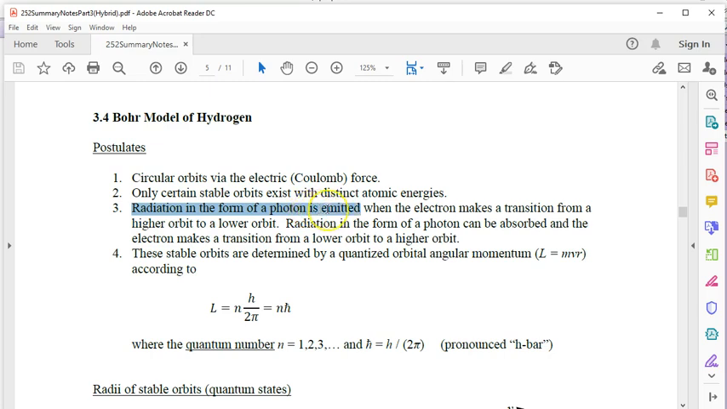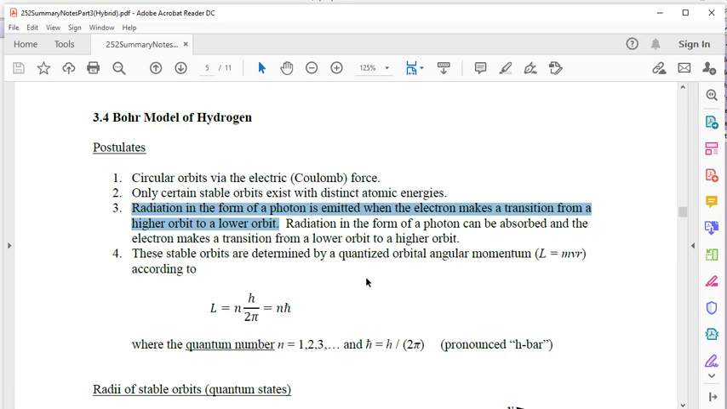A photon, a quantum of light energy, is emitted when the electron makes a transition from one of the higher stable orbits to one of the lower stable orbits. So the electron is in a more energetic stable orbit, farther from the nucleus. It can make a jump to a lower energy orbit, an orbit with a radius that's smaller than the first orbit. And in the process, it emits light, but in the form of a photon, in a bundle of energy.